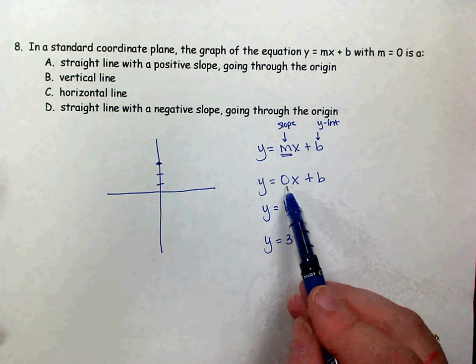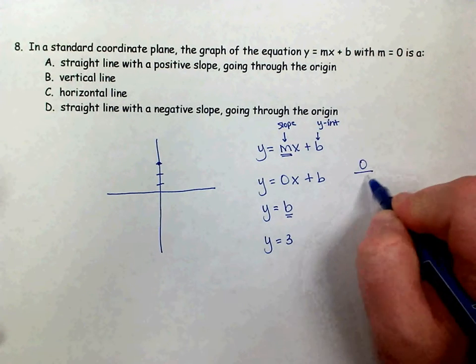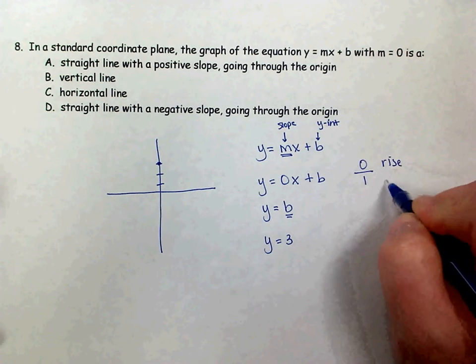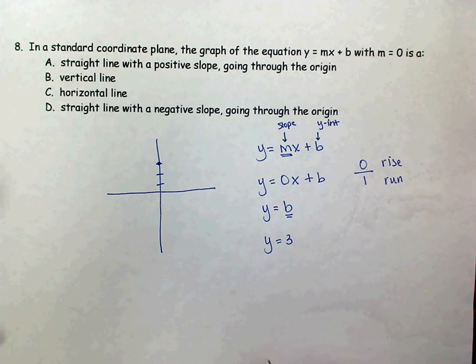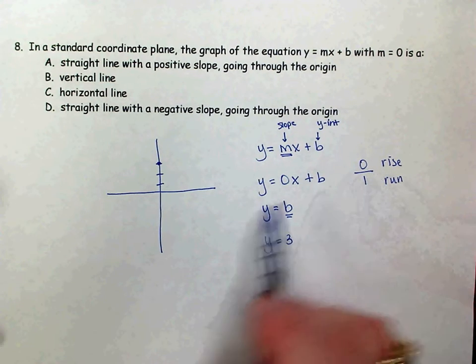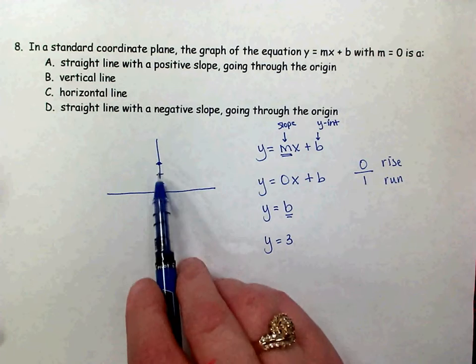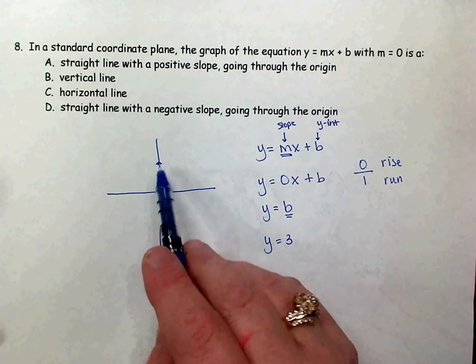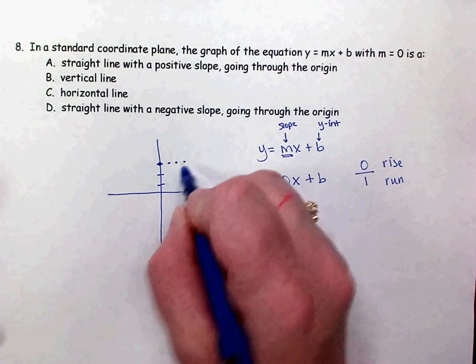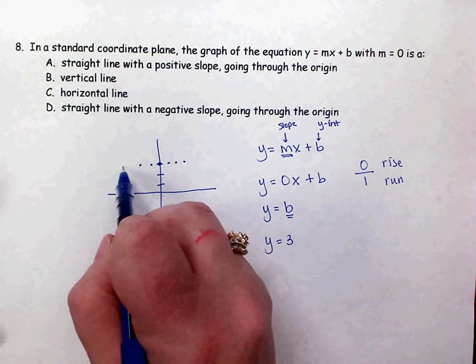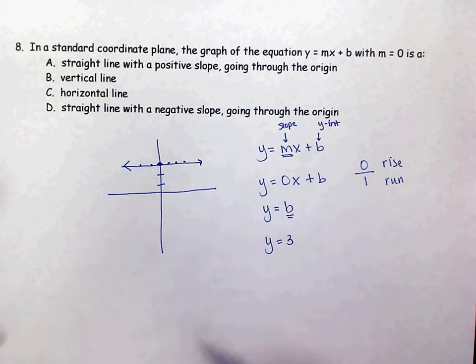It does not have a slope. In other words, the slope, rise over run, is 0 over 1, which is still just 0. So if we don't rise at all, we're not going up and down, we're only running. And so we're creating these points right here that make a horizontal line together.